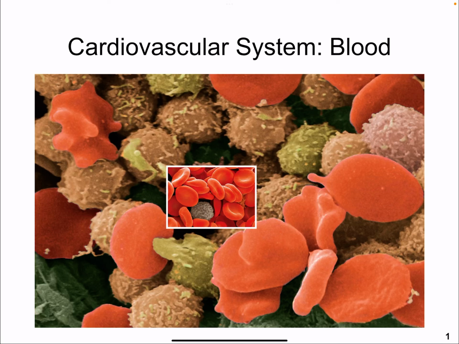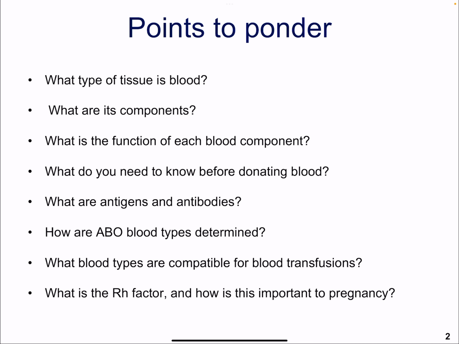Hello, everyone. In this chapter of the cardiovascular system, we are going to address specifically the blood. As we dive into the blood, a few questions I would like you to keep in mind. One, what type of tissue is the blood? What are the different components of the blood, both cellular and non-cellular? What is the function of these different components that are found as being part of the blood?